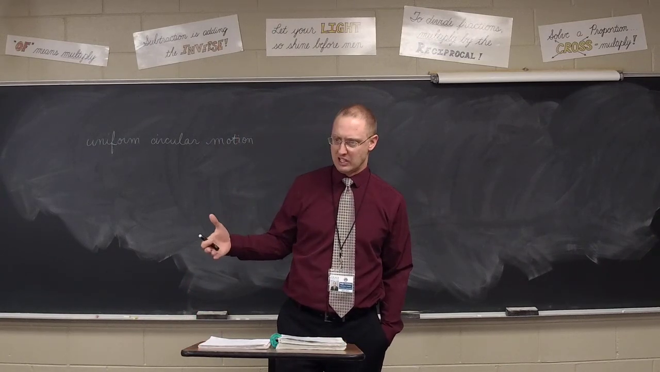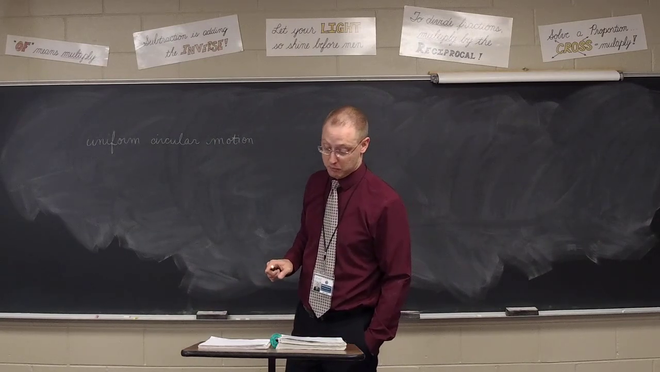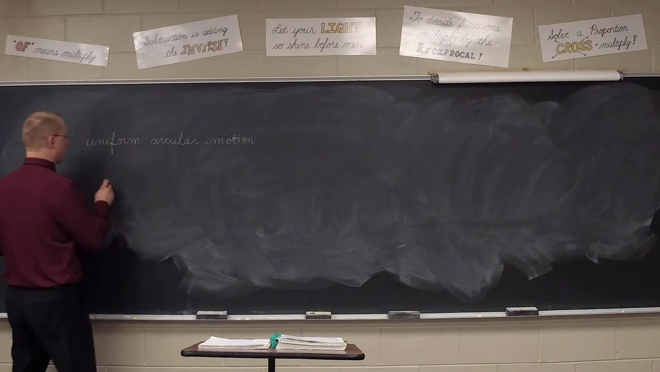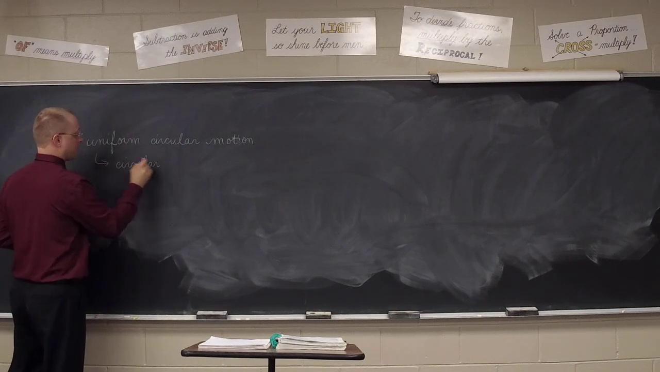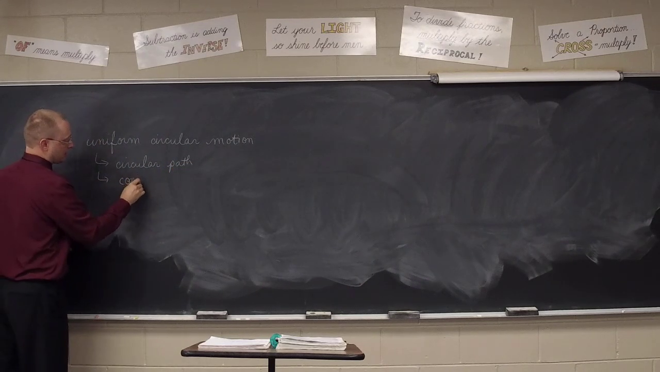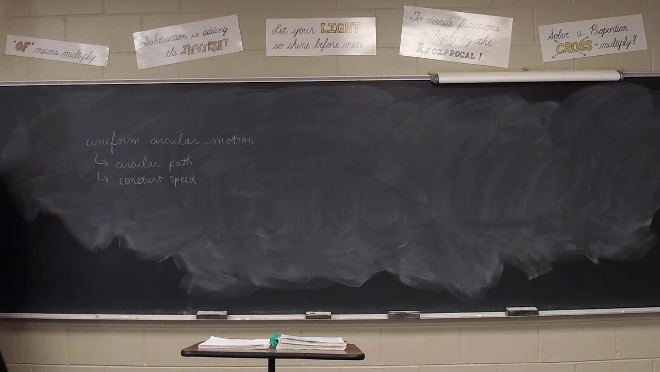That's what uniform means. It's a sameness. Circular has the idea of going in a circle. So it makes sense then that uniform circular motion is motion that is in a circular path and at a constant speed. Now, circular motion in general refers to going around in a circle. Uniform circular motion is specifically that latter part where there's a constant speed throughout.